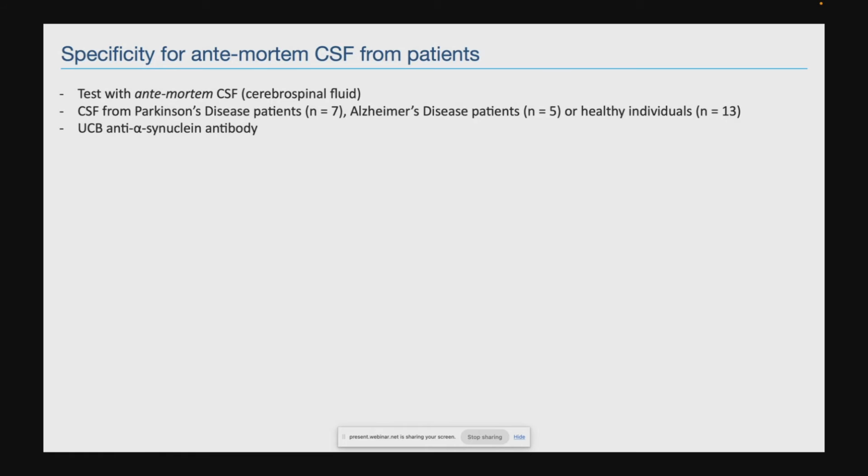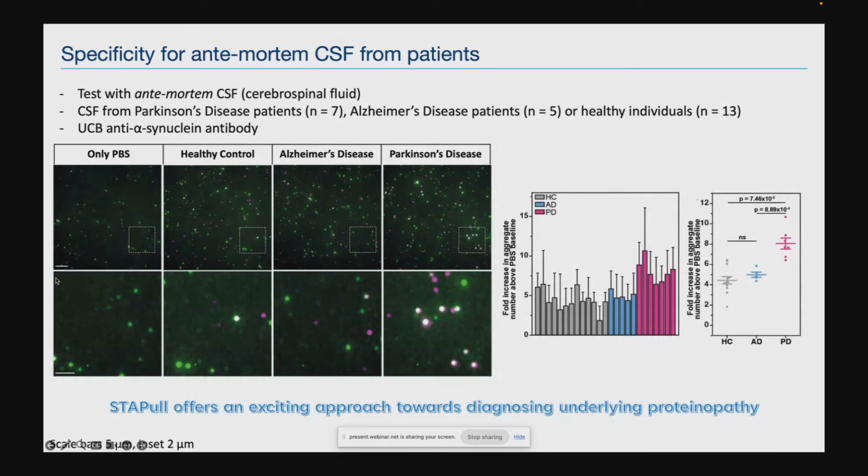We next wanted to then look in antemortem CSF samples, so cerebrospinal fluid samples. So what we did is we took antemortem CSF, and we've taken 7 Parkinson's disease patients and 5 Alzheimer's disease patients with 13 healthy controls. And once again, we've used the UCB anti-alpha-synuclein antibody. And when we look at our PBS control, so without any CSF present, we're not detecting many events. When we then look at our healthy control, we detect a few aggregates, but not a huge number. You can see here we have some of them in the healthy control in grey here.